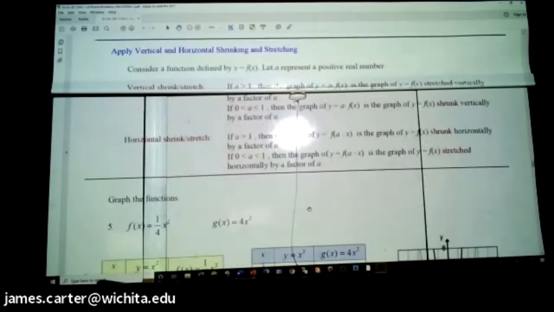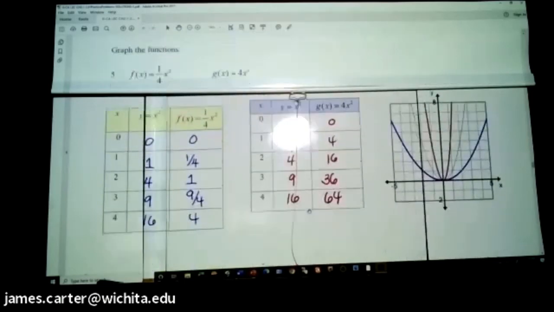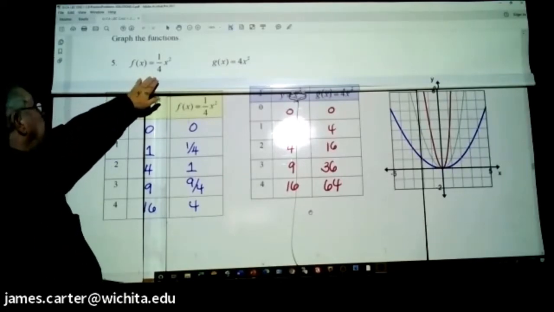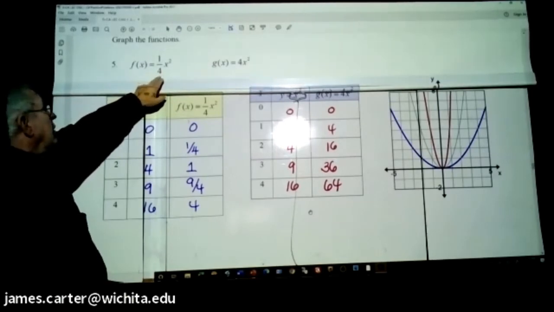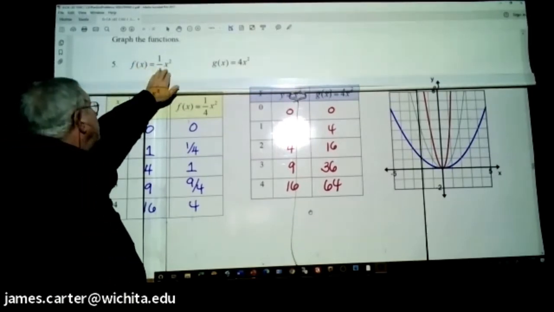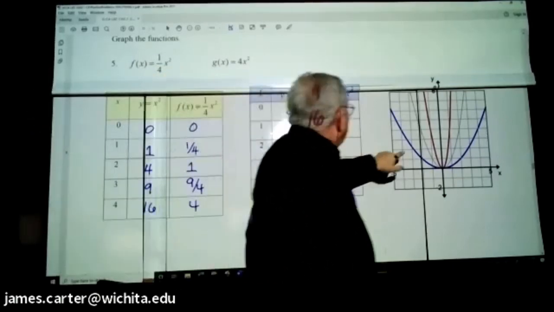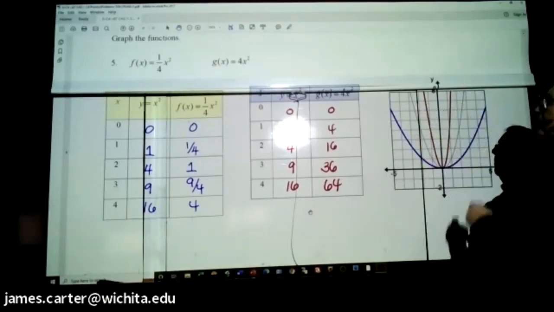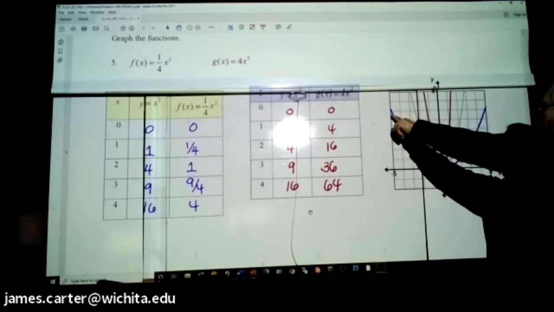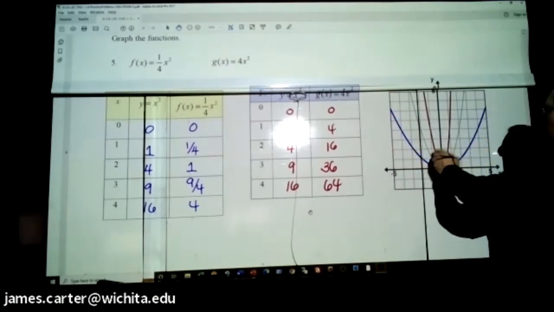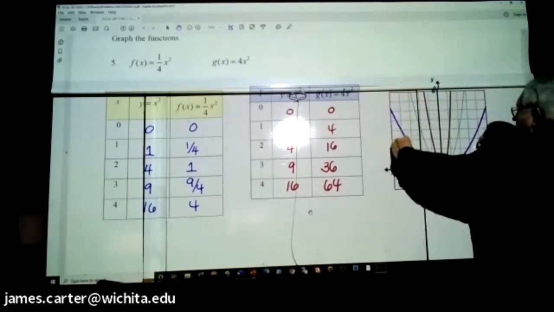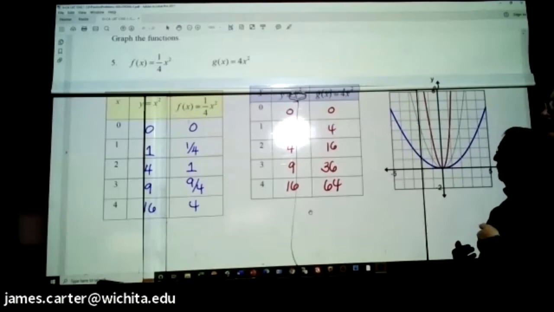If you have continuous figures. If you have broken figures, then it takes on a little more meaning. Okay, graph these. Here's the equation. What are we going to have here? Okay, y equals x squared is this black line here. For 1/4 of that, it's going to stretch it horizontally or shrink it vertically.